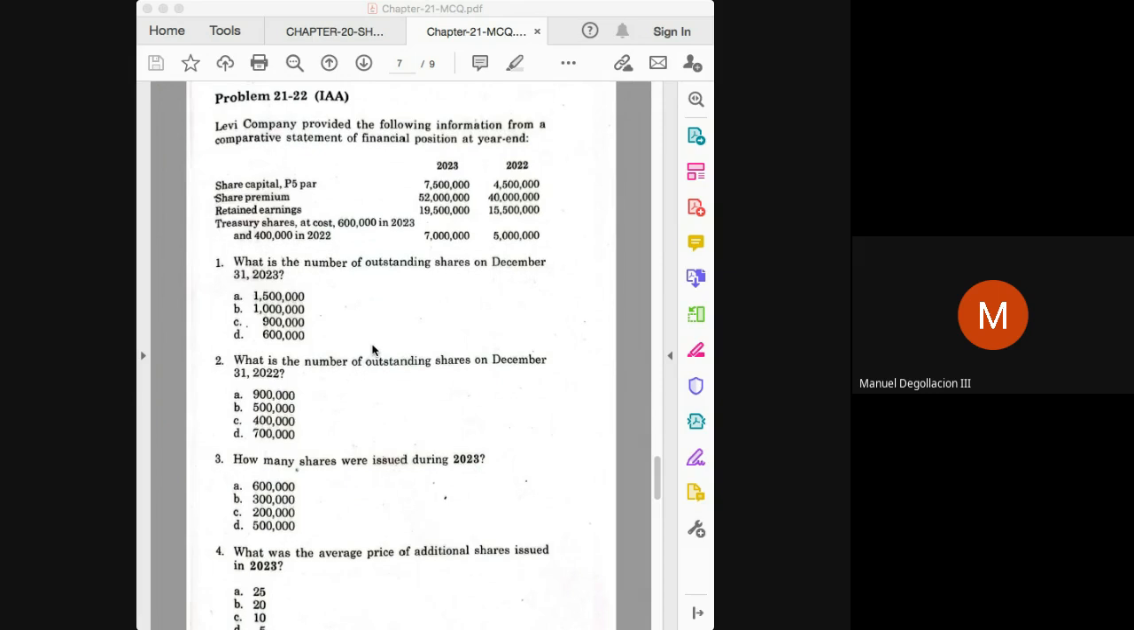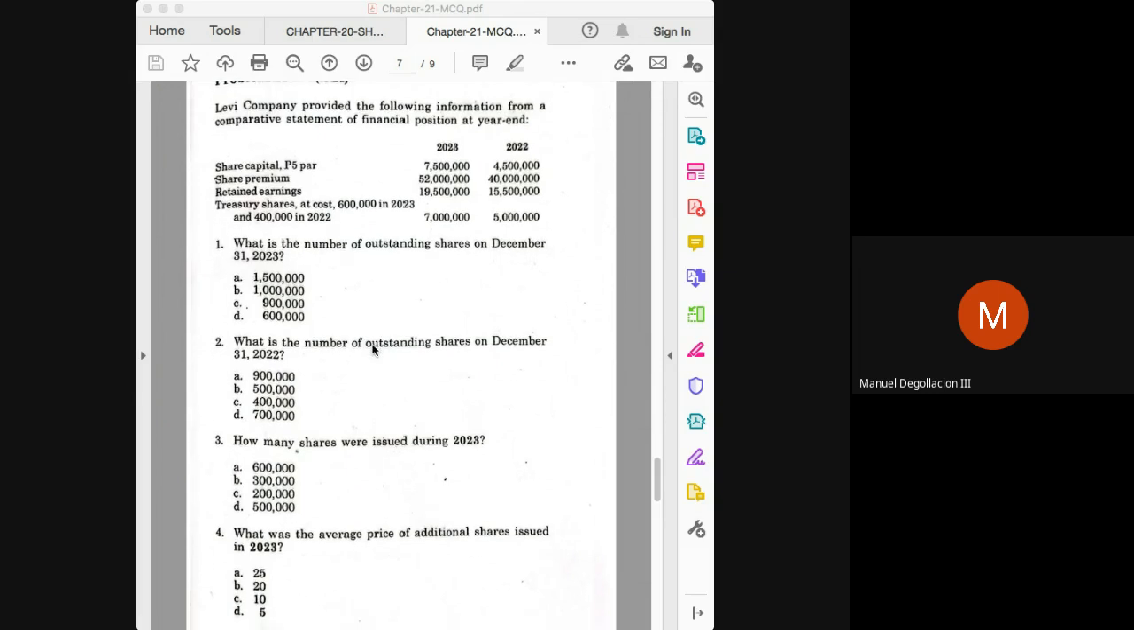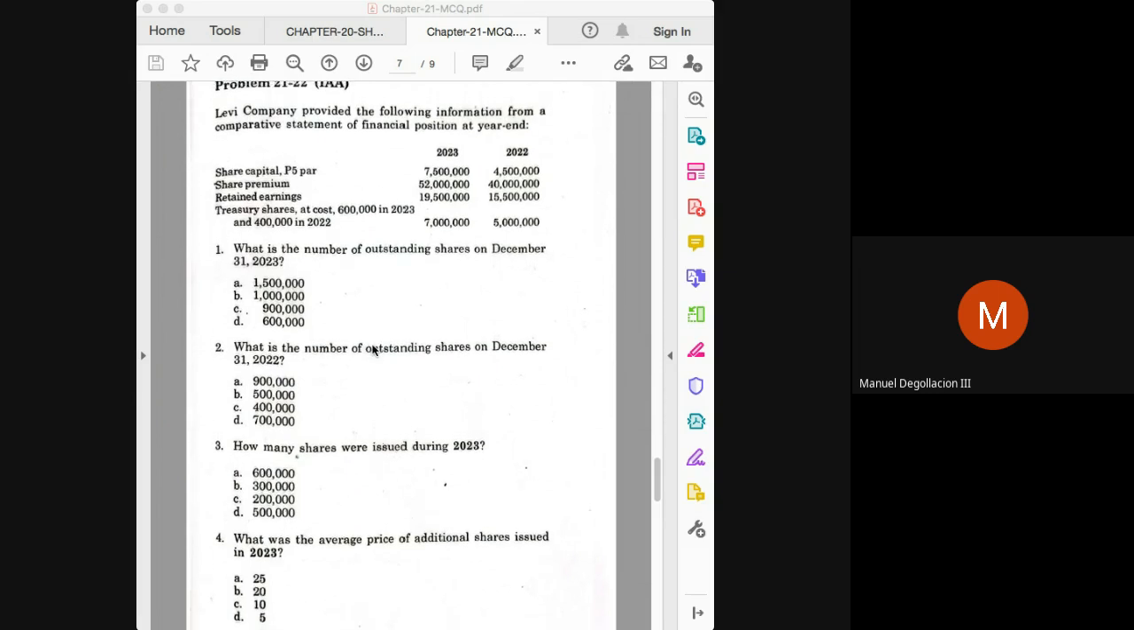Okay. Now, how many shares were issued during 2023? Just compare the issued shares in 2022 and 2023, and the difference, the increase, would be the amount of issued shares during 2023. Okay, since we did not have any retirements during the year. In 2022, our issued was 900,000, and then in 2023, it was now 1,500,000.